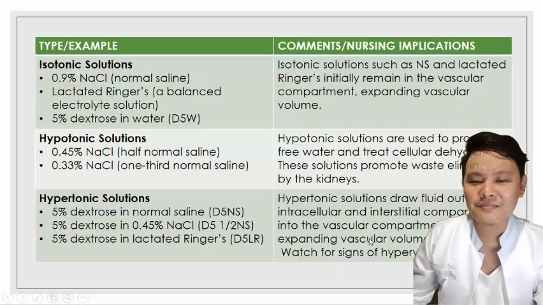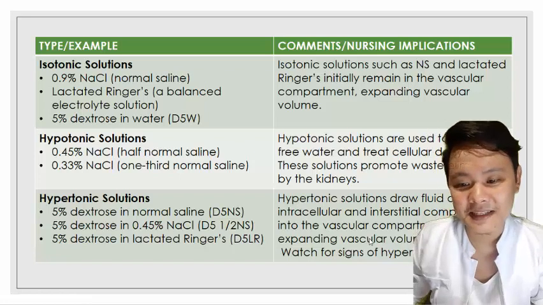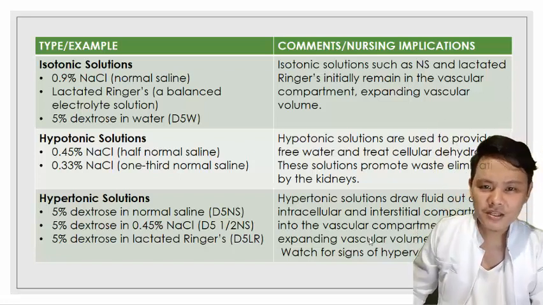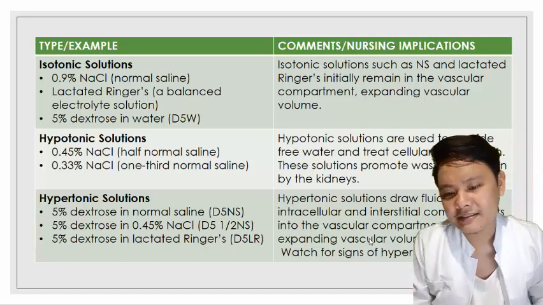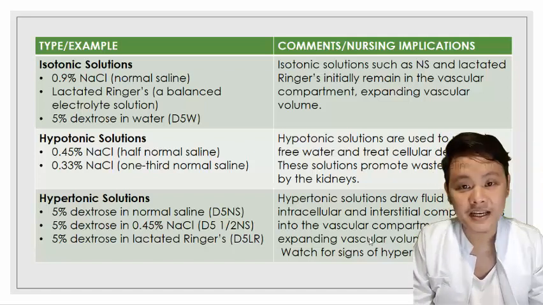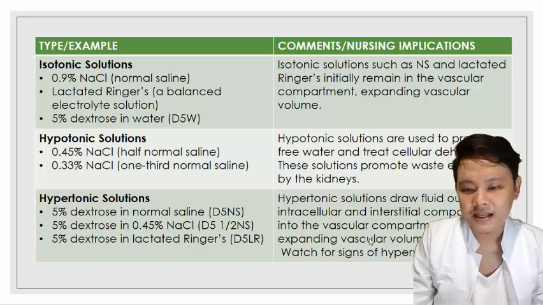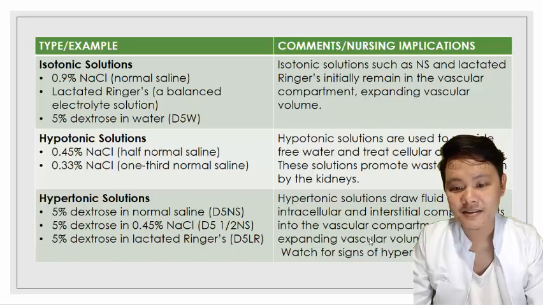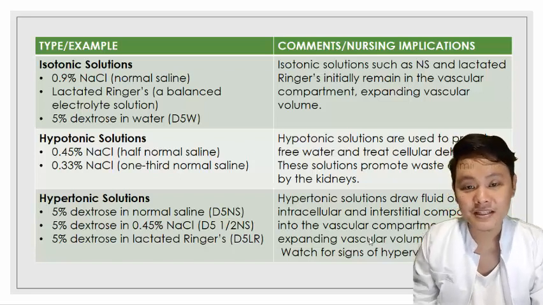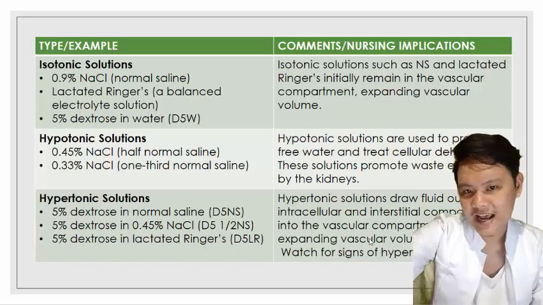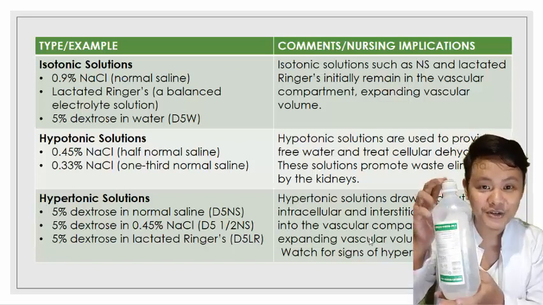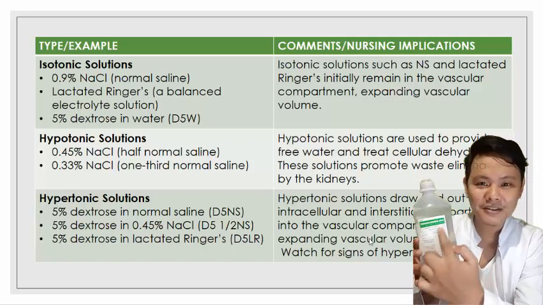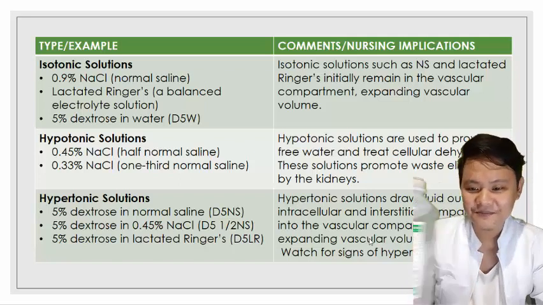Now, here are some examples para mas madali po natin maintindihan. For the isotonic, merong mga suwero na ginagamit natin, such as 0.9 sodium chloride, the lactated Ringer's solution or the plain LRS. We also have the 5% dextrose in water or the D5 water. What else? I have here an isotonic too. This one is the plain NSS. Don't forget about the color because we're going to discuss that later.